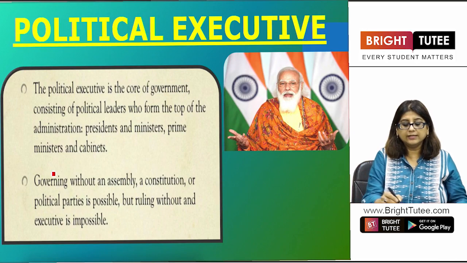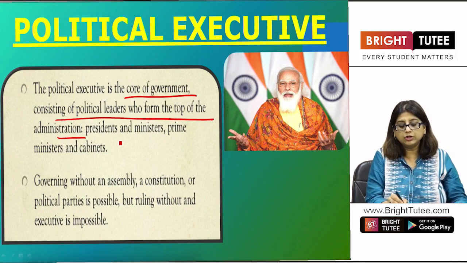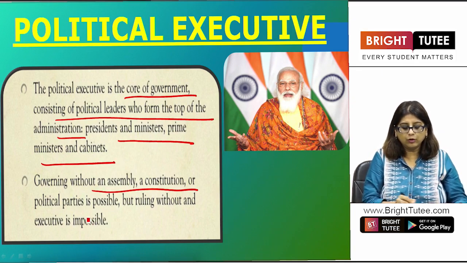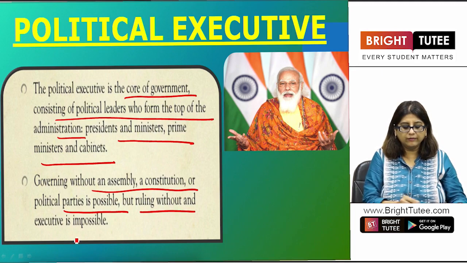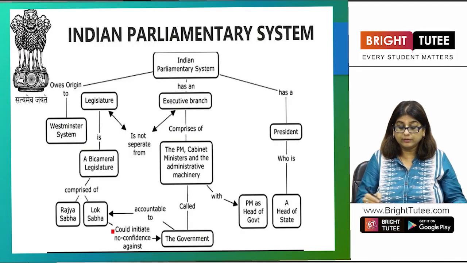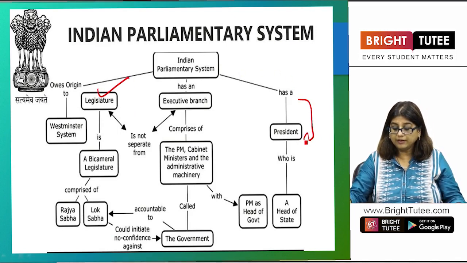Political executive is the core of government, consisting of political leaders who form the top of the administration: presidents and ministers, prime ministers and cabinets. Governing without an assembly or a constitution or political party is possible, but ruling without an executive is impossible.